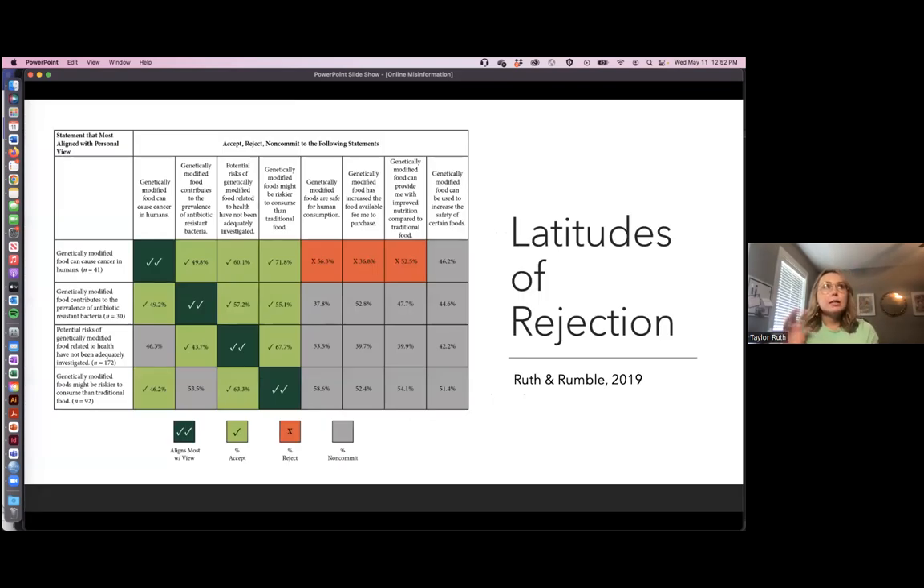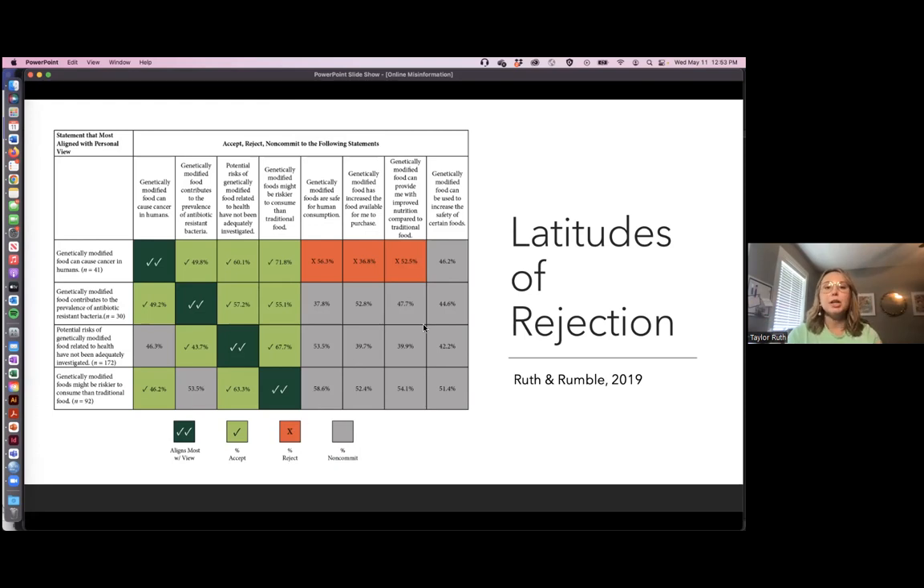And this ties into this idea of latitudes of rejection and acceptance, which is a theory that I did a little bit of research with a few years ago within the context of genetically modified organisms. But it's basically this idea that people hold a certain position about a topic, whether they agree with it or they don't agree with it. And there's a number of positions that they will find acceptable until you get to a group of positions or statements that they don't find acceptable.